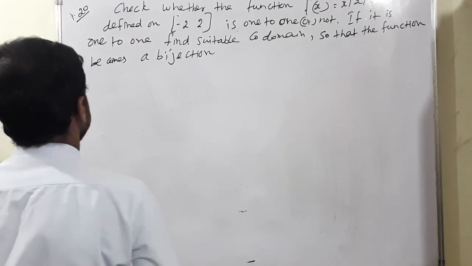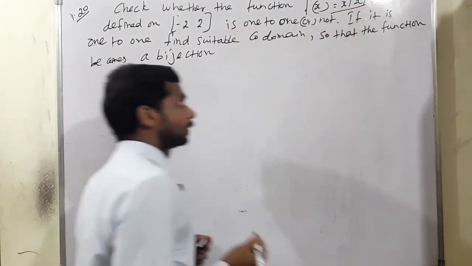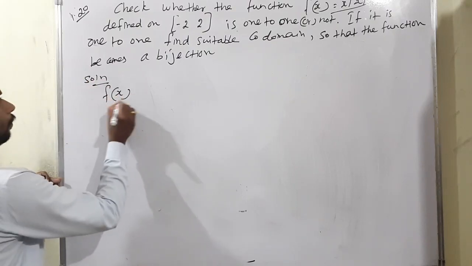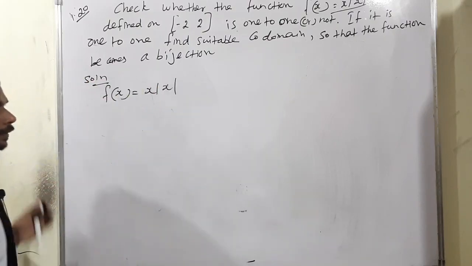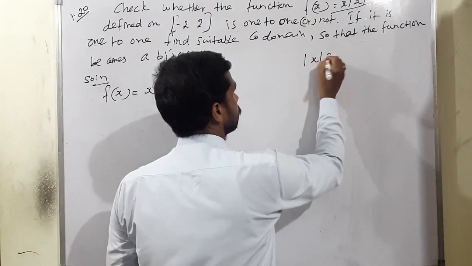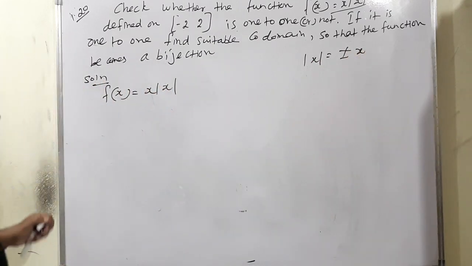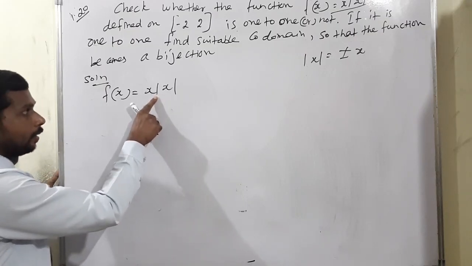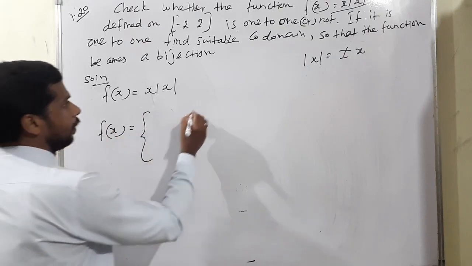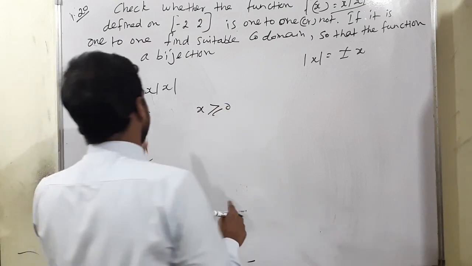Moving to example 1.20. Check whether the function f(x) = x mod x, isn't it? Solution. f(x) = x mod x. What is the meaning of modulus of x? If you remove the modulus, it means plus or minus x, isn't it? Plus or minus x means we can write it in two different categories. The first one: f(x) where x is greater than or equal to 0, that is a positive value.